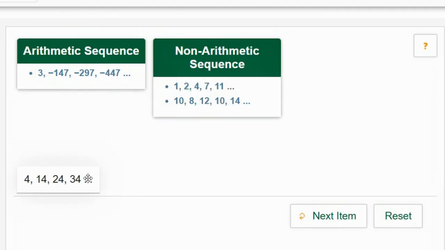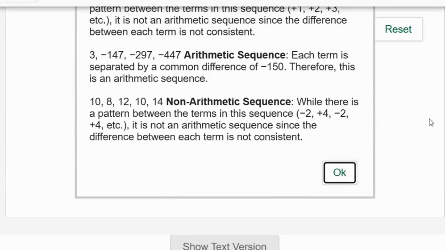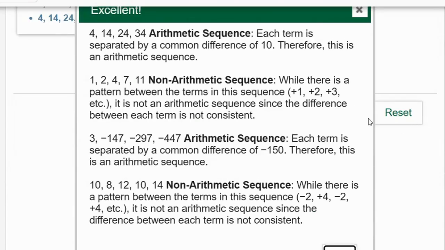How about this one? 4, 14, 24, 34. Yeah, we can see that pretty quickly, right? That's adding 10 every time. Plus 10, plus 10, plus 10. That is arithmetic. All right, there you go. And it talks about the sequences right there. Adding 10 every time. That is arithmetic.